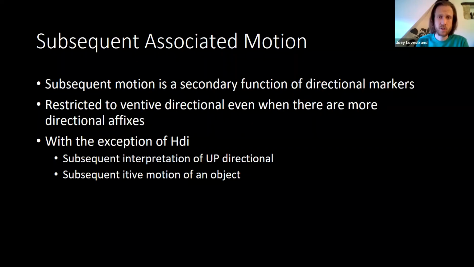Again, subsequent motion is always a secondary function of the directional markers. It's typically restricted to the ventive directional marker, even in languages that have more directionals besides the ventive. So even when you have many directional markers, it's typically only the ventive that can get a subsequent motion interpretation. An exception to this is the description of Hidi, where there's a subsequent motion interpretation of an upwards directional, as well as an example of what appears to be subsequent itive motion of an object.